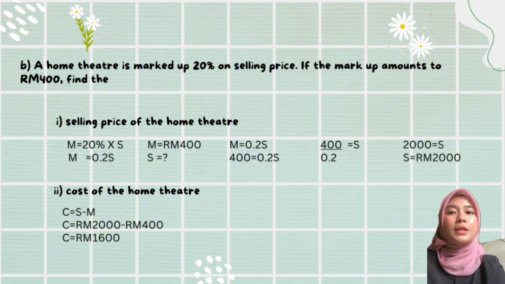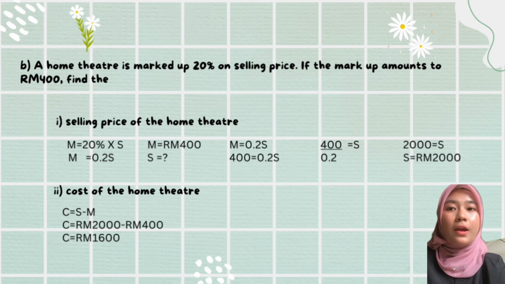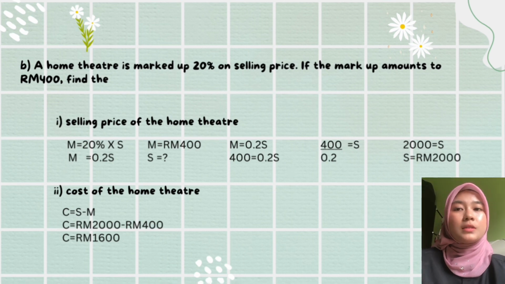The second is to find the cost of the home theater. I am using the formula C is equal to S minus M, and C is equal to 2,000 ringgit minus 400 ringgit, and the answer is C equal to 1,600 ringgit. That's all from us.